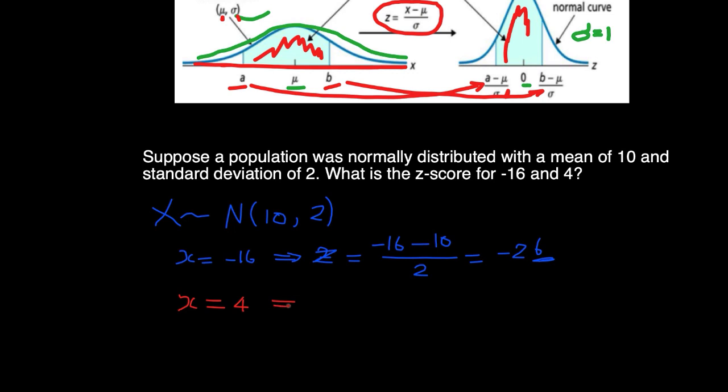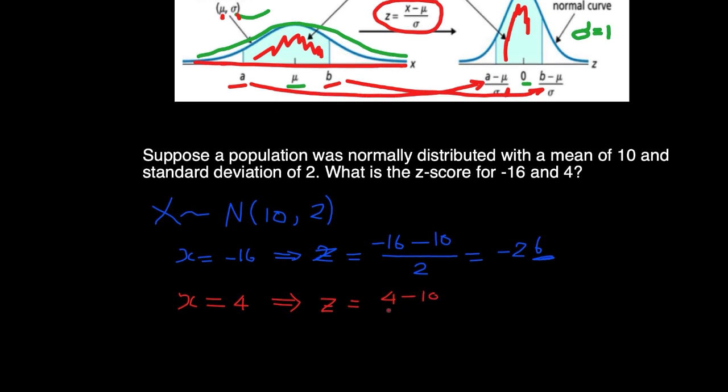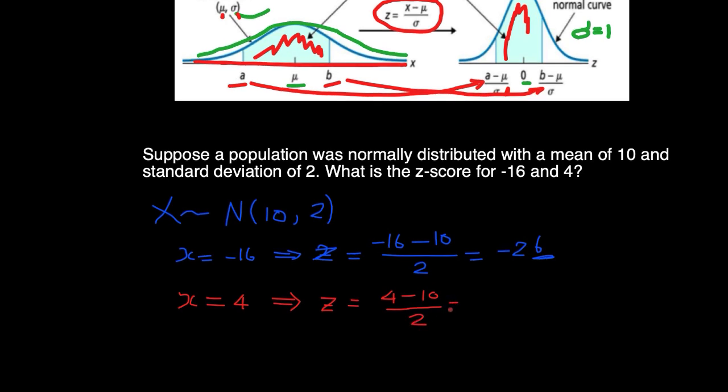Next, x equals 4. What is the z value for x equals 4? So z equals x, here 4, minus mu, mu is 10, divided by sigma, sigma equals 2. So this is negative 3.